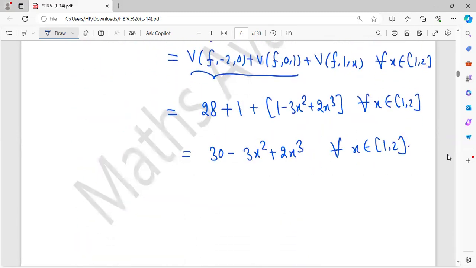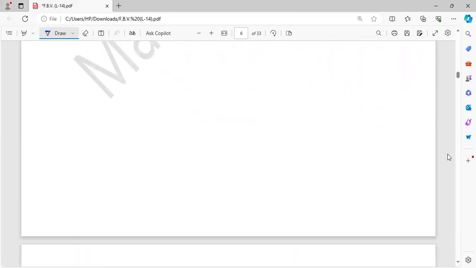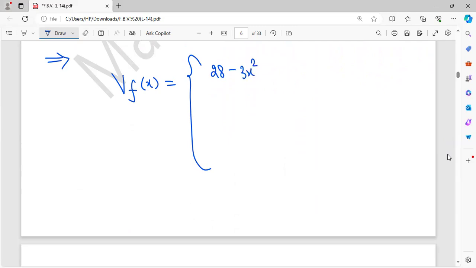So I am writing my function. This implies BFX is equal to 28 minus 3x square plus 2x cube on this interval.